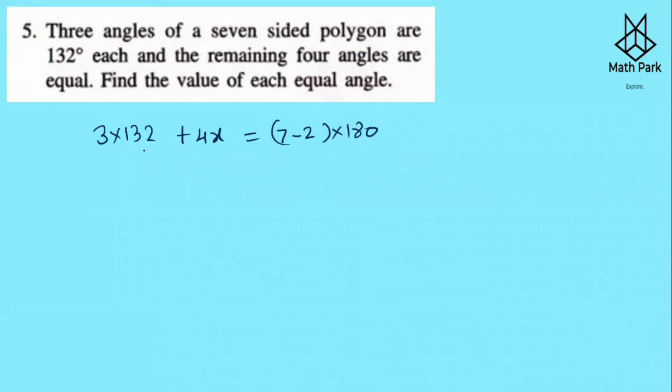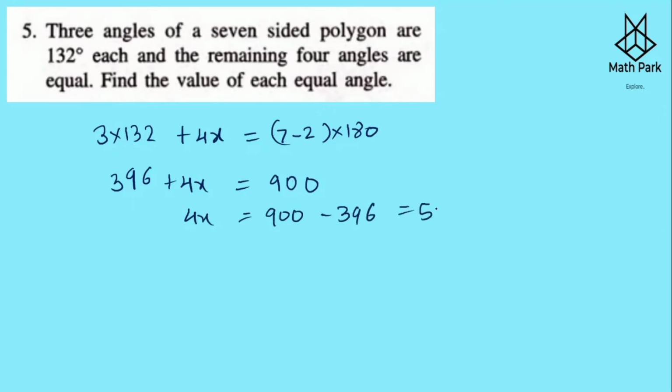So 132 times 3, 3 times 2 is 6, 3 times 3 is 9, 3 ones are 3, 396. Plus 4x is equal to 5, that is 7 minus 2, 5 times 180, you get this as 900. The sum of angles of a heptagon or septagon is 900. 5 times 180 is 900. So we get 4x is equal to 900 minus 396, which is equal to 504.